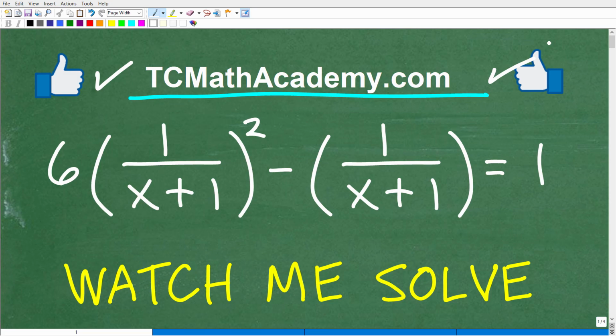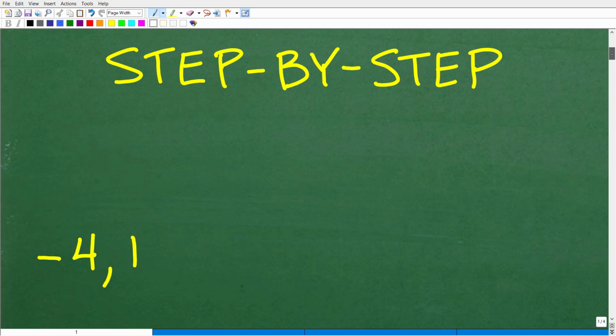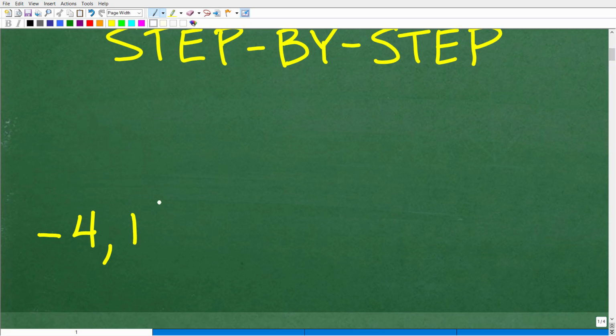Okay, so what do we have here? Well, we have 6 times, this is parentheses, so this is multiplication. So 6 times 1 over x plus 1, all this squared, minus parentheses 1 over x plus 1 parentheses is equal to 1. We're trying to solve for x. And let's go ahead and take a look at the answer. The answer is -4 and 1.